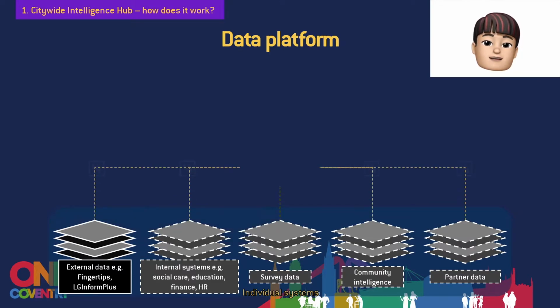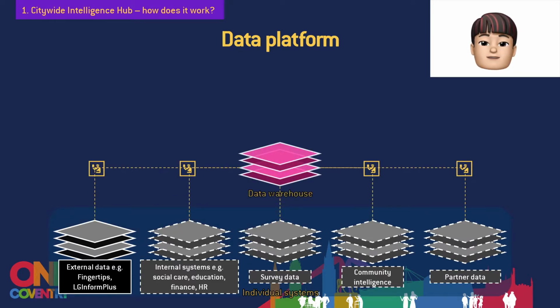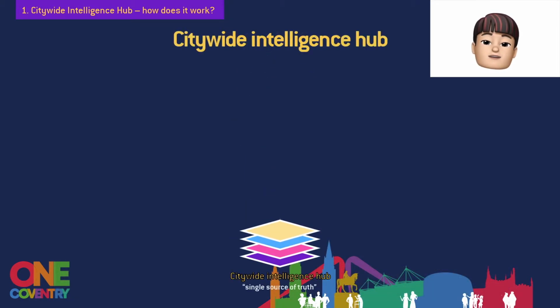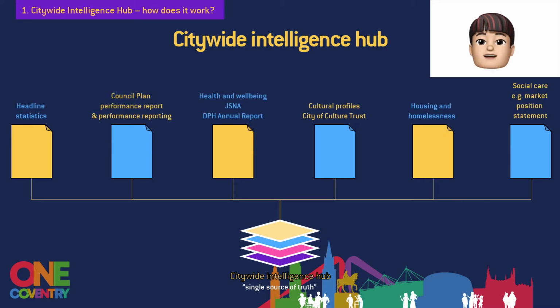And when we combine that data, we ensure that it's backed by strong privacy controls, and put that all in the data warehouse, and where appropriate, expose some of that information through APIs into the Citywide Intelligence Hub. And that in turn allows us to use the Citywide Intelligence Hub as a single source of truth that powers lots and lots of different types of reports, starting with the Joint Strategic Needs Assessment, but we can do the same thing with things like social care's market position statement, reports on housing and homelessness, and bring the data together in terms of performance data along with these wider metrics for our council plan performance reporting and so forth.